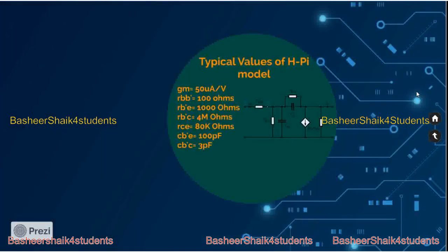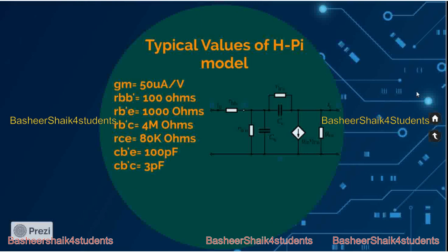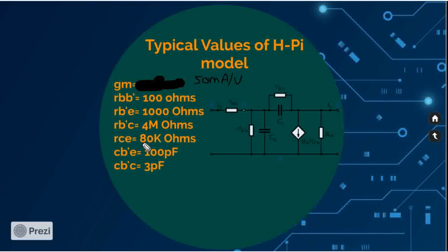Now come to the typical values of the transistor H-pi model. gm, the transconductance, has the value of, sorry, this is mistakenly written, 50 milliamps per volt. RBB dash is 100 ohms, RB'E is 1000 ohms, RB'C is 4 mega ohms, RCE is 80 kilo ohms, CB'E is 100 picofarad, and CB'C is 3 picofarad.